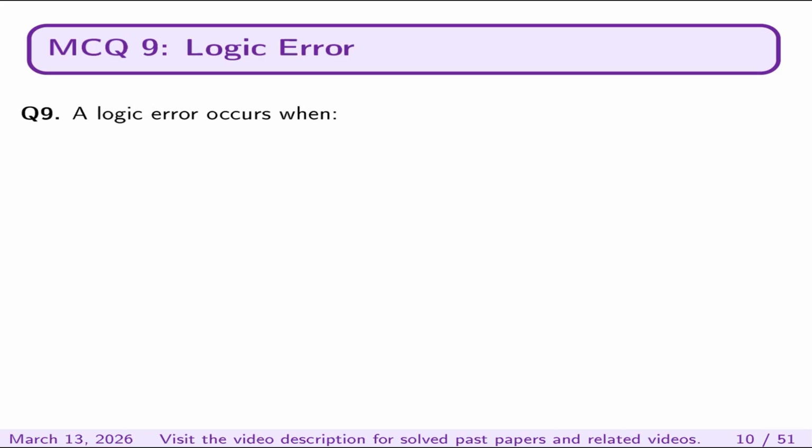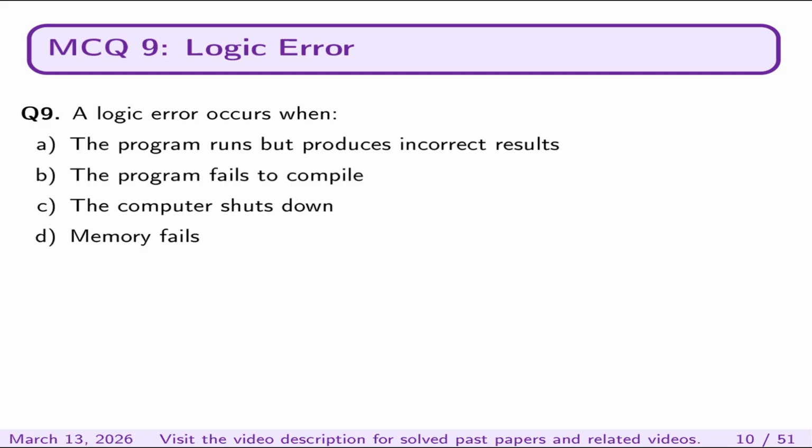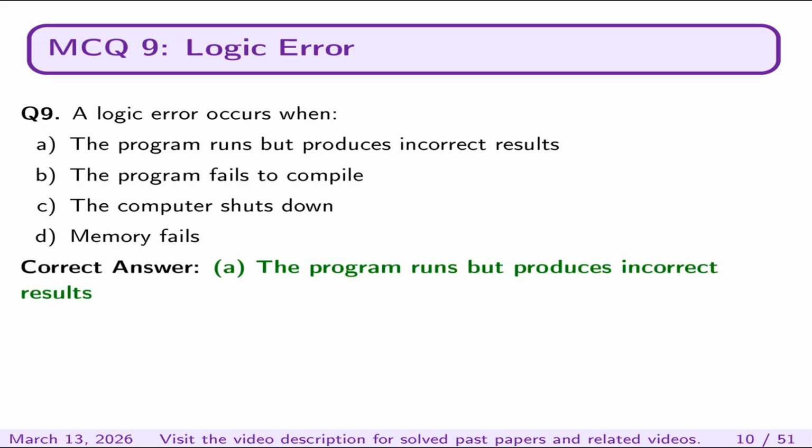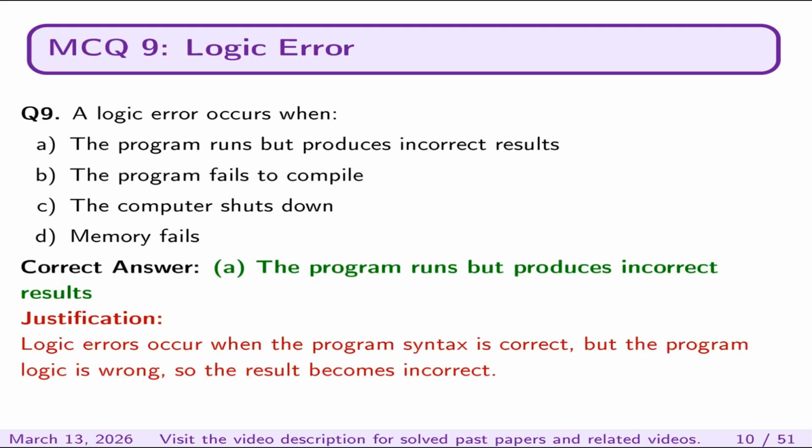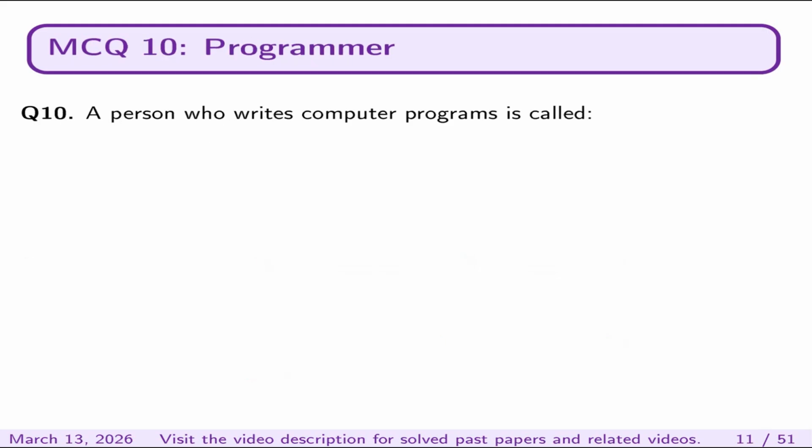Question number 9. A logic error occurs when the program runs but produces incorrect results, the program fails to compile, the computer shuts down, memory fails. The correct option is A, because the program runs but produces incorrect results due to logical errors. Logic errors occur when the program syntax is correct but the program logic is wrong, so the result becomes incorrect.